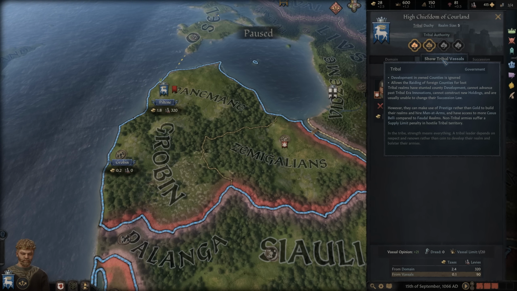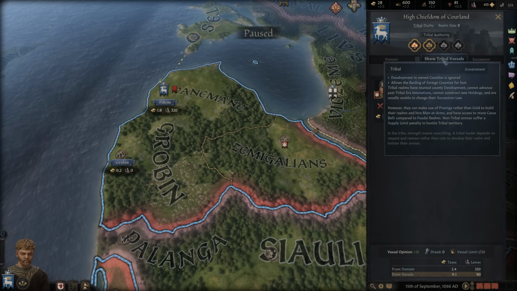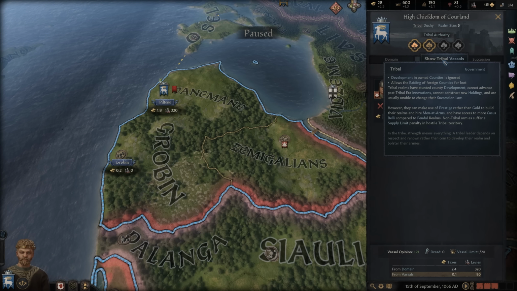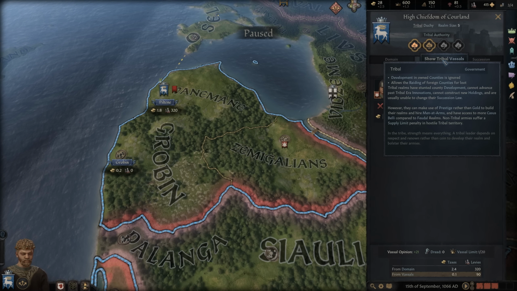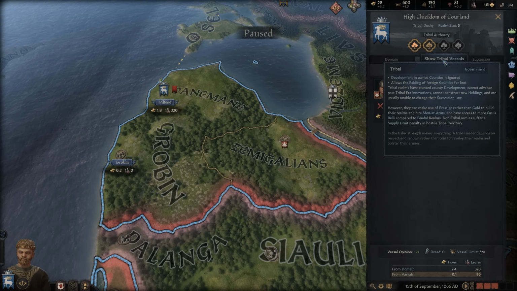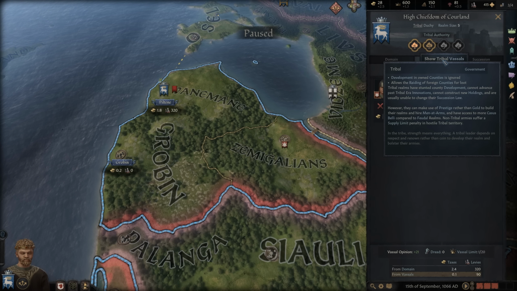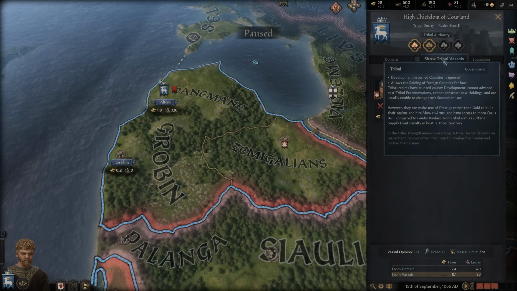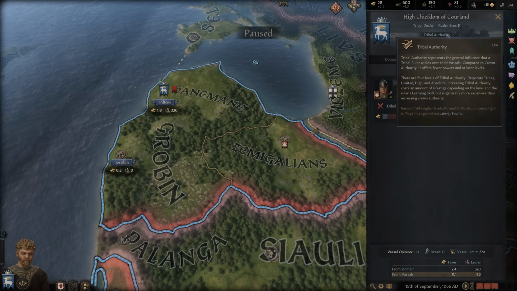Allows the raiding of foreign counties for loot, which is, again, exclusive to tribal, and tribal realms have stunted county development, cannot advance past the tribal era innovations, and cannot construct new holdings, and are usually unable to change their succession law. However, they can make use of prestige rather than gold to build their realms and hire men-at-arms, and have access to more casus belli compared to feudal realms. Non-tribal armies suffer a supply limit penalty in hostile tribal territory. So, it is pretty difficult to make the transition from tribal to feudal, and I'll go over that at the end of this section.